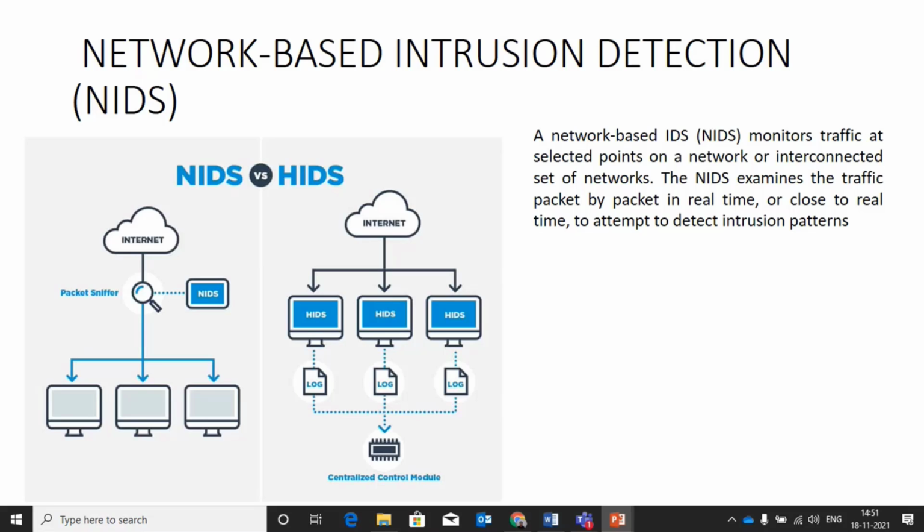Okay, so NIDS will basically monitor the traffic at selected points on a network or interconnected set of networks. NIDS examine the traffic packet by packet in real time, or close to real time, to attempt to detect intrusion patterns. The NIDS may examine network, transport, or application level protocol activity. If you merge both of these in the same group or pattern, that is more beneficial for us. It will protect the system.